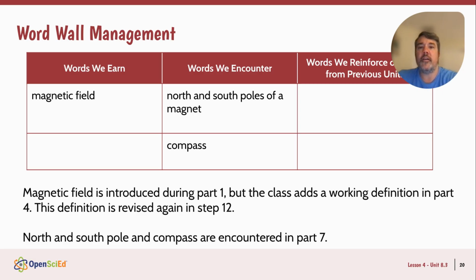We are also going to officially encounter north and south poles of the magnet and compass, add those to the word wall, and that's in part 7. There is an optional reading for students to learn more about the Earth and magnetic and geographic north. Fun fact, geographic north is actually magnetic south. Blows people's minds, including my own. And kids might even realize that when they're working with the compass. And so that's in there as well. It's an optional extension. There's time in lesson 5 to go over that if you want.